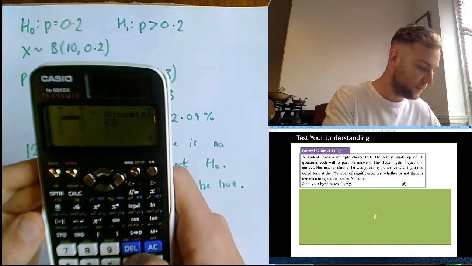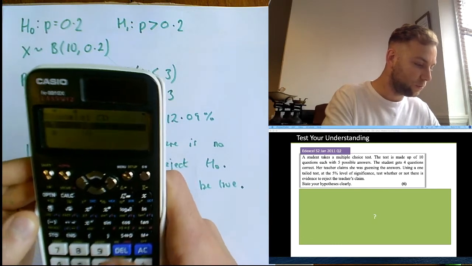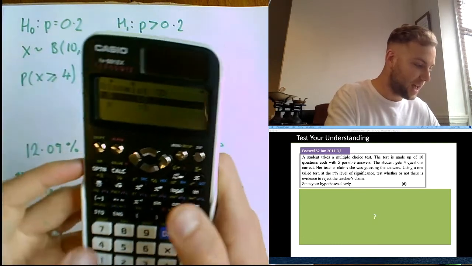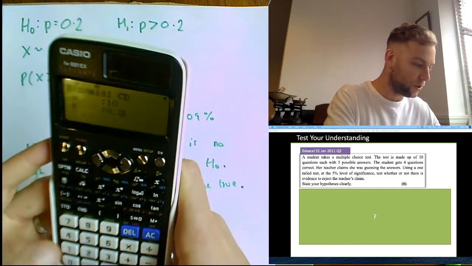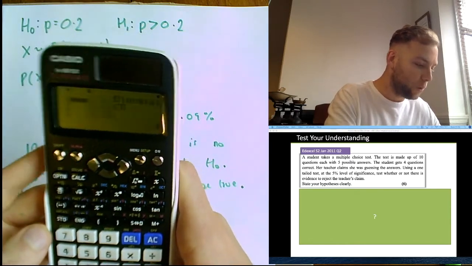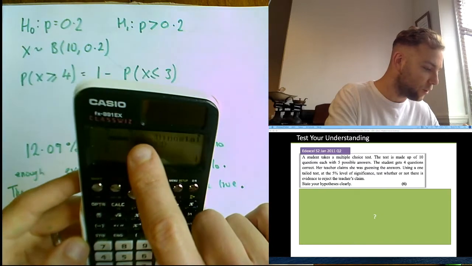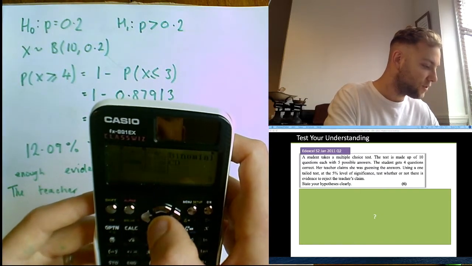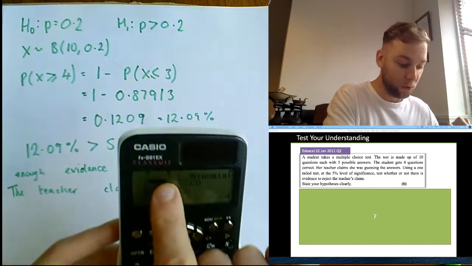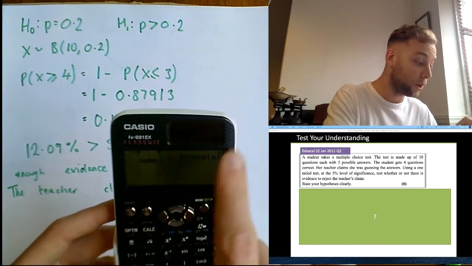Press AC. Press equals. We've got a distribution with 10 and a probability equal to 0.2. And remember, we're looking for the first time that it goes over. Now, actually, looking at this, the one I've got over here is actually 4. Remember, we're going to go below that.